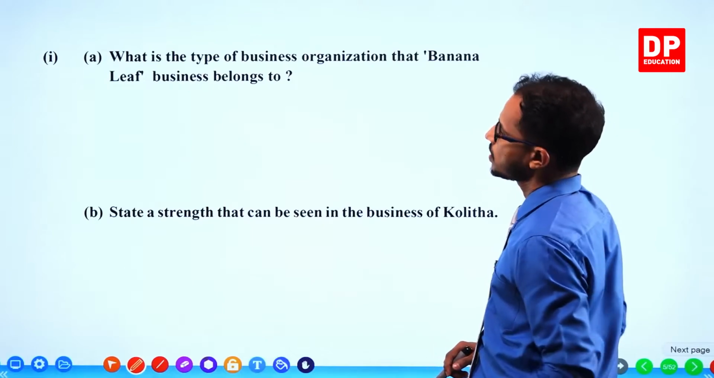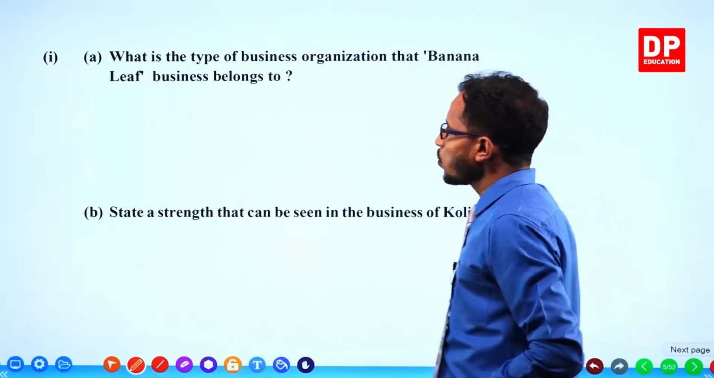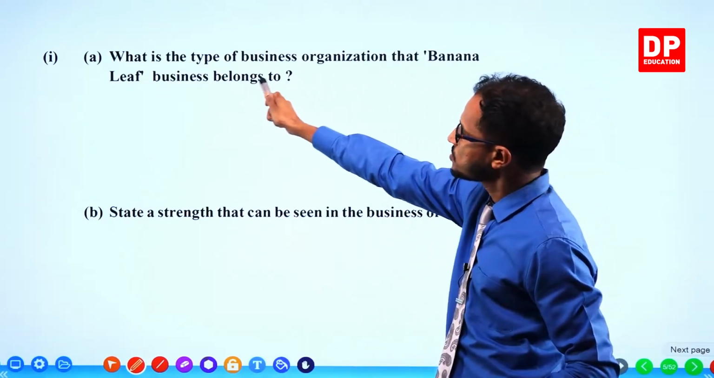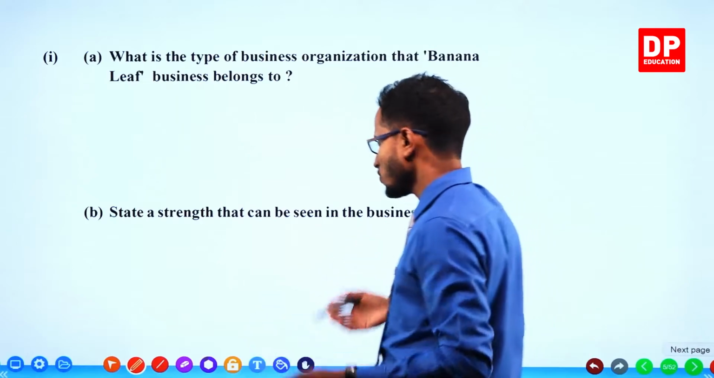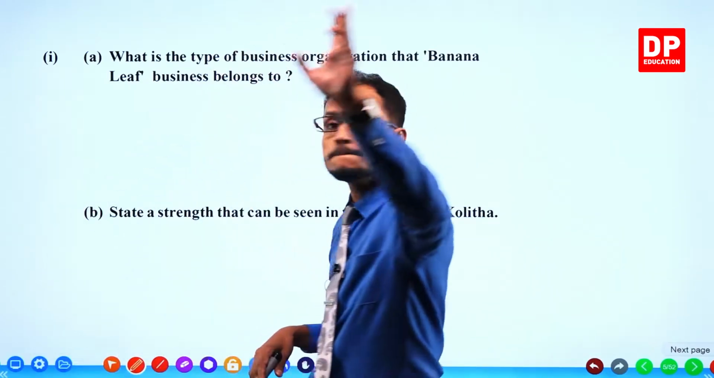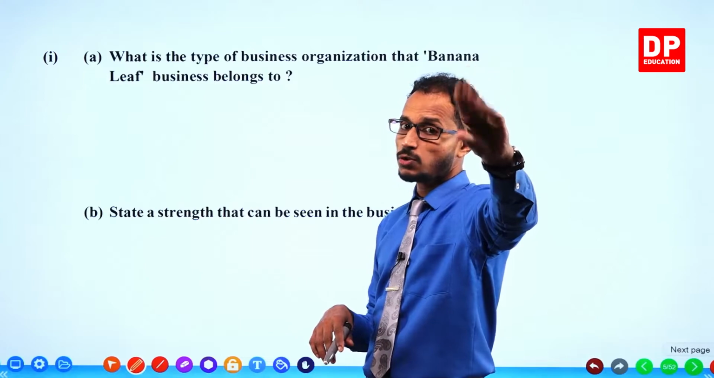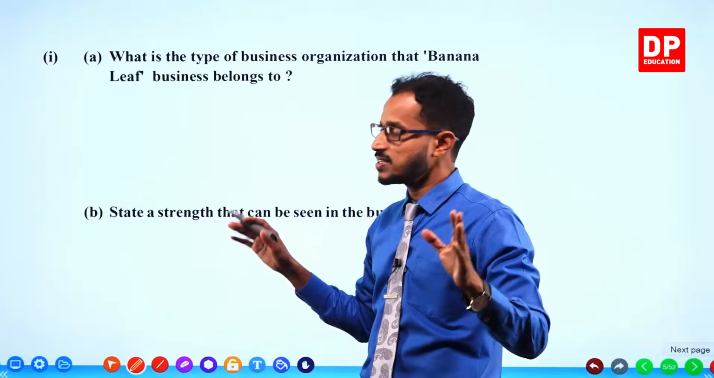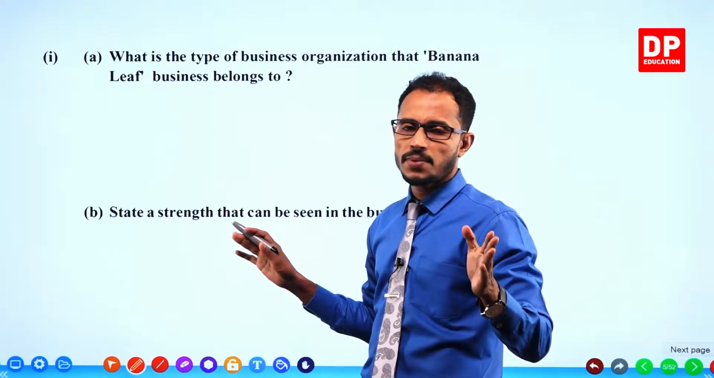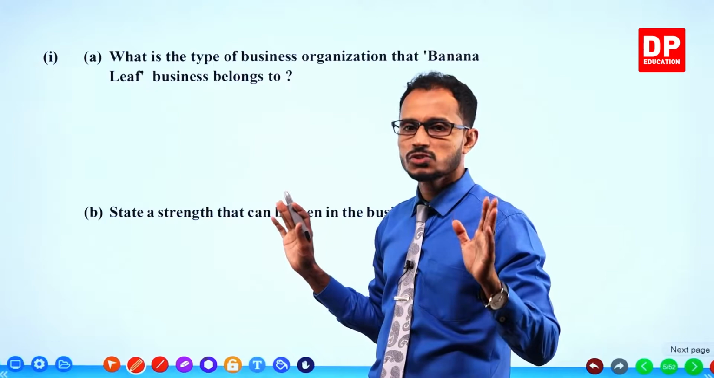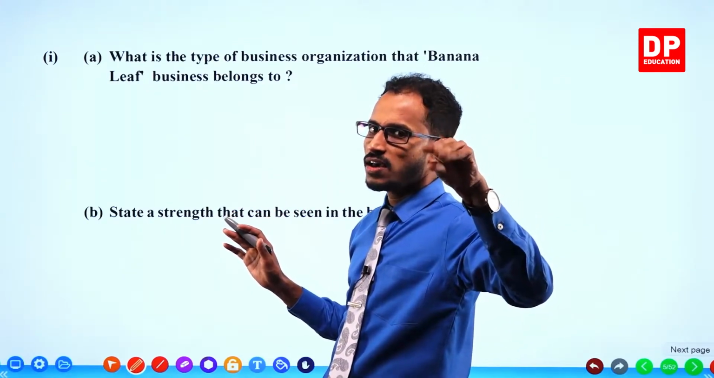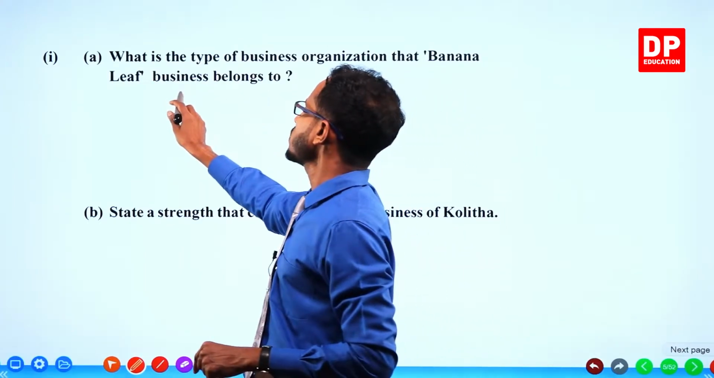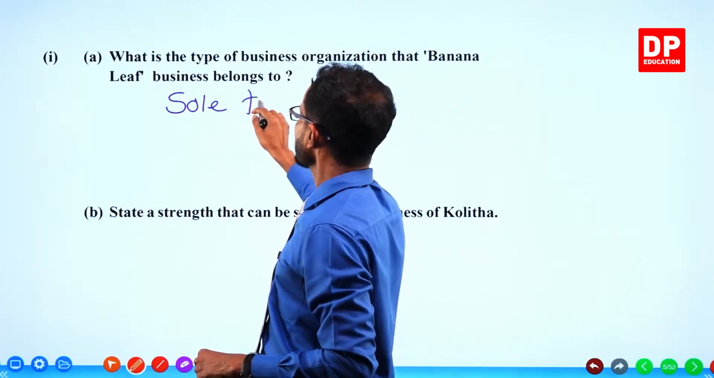And number 1. What is the type of business organization that Banana Leaf business belongs to? Easy question. Let's not waste time. Banana Leaf is Bhanuka's business. There are no other partners. It's not a registered company, not a private limited company. It's a sole tradership. One owner business. So, what is the type of business organization that Banana Leaf business belongs to? Sole tradership.